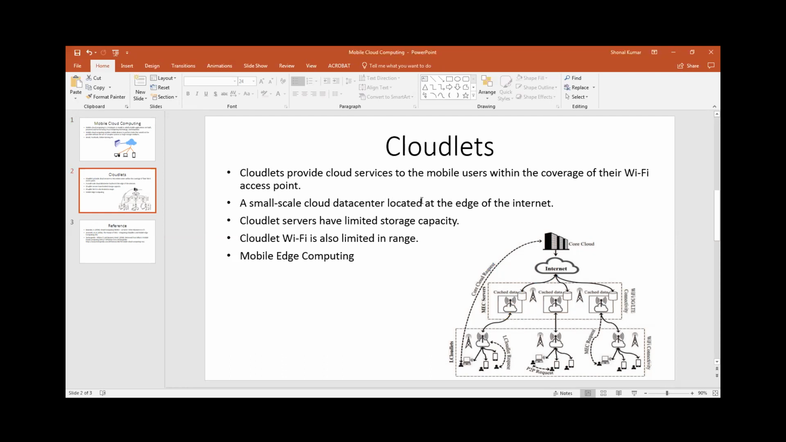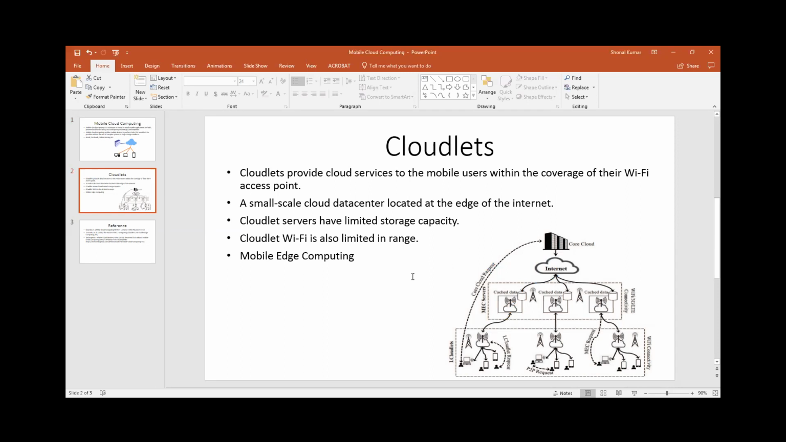Cloudlet servers have limited storage capacity, and this is one of the limitations. Another limitation is that cloudlet Wi-Fi is also limited in range. To enhance this, a technology was introduced, which is mobile edge computing. Mobile edge computing allows connection through cellular networks. This boosts the capacity of mobile cloud computing such that it is not limited to connectivity through Wi-Fi only, but rather promotes connectivity through mobile networks such as LTE.